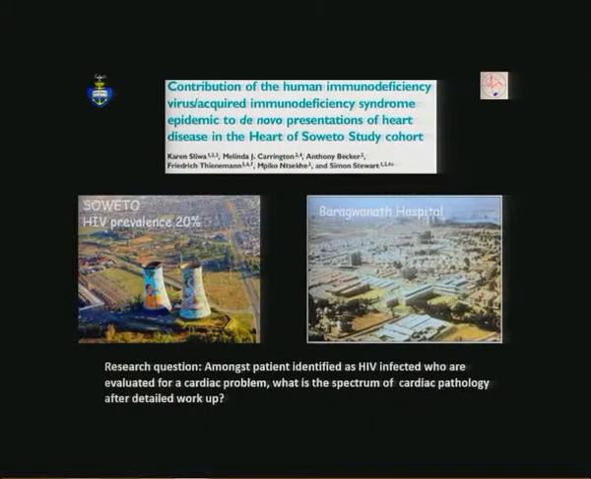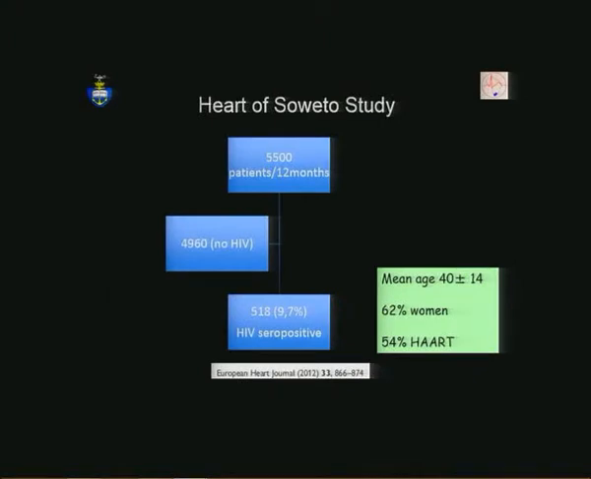The research question here was framed slightly differently from the 2 previous studies. Here they asked, amongst patients who were identified as being HIV infected and who were evaluated for a cardiac problem, what is the spectrum of cardiac pathology after detailed workup? So patients presented over the time period stipulated, and we can just cut to the chase here. And what they found is that about 9.7% or 518 patients were indeed HIV infected.